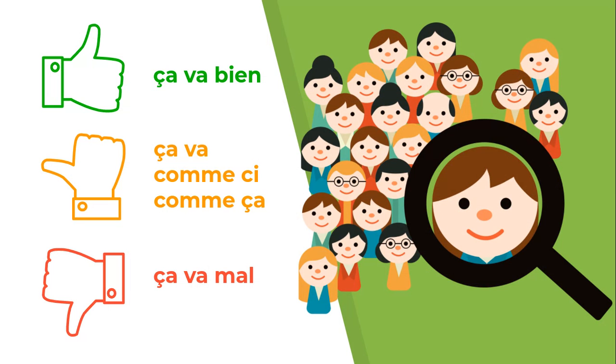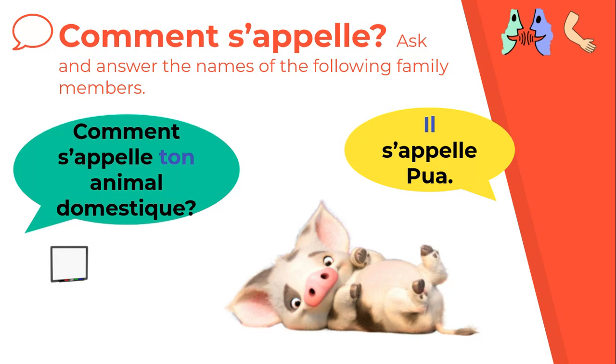Excellent. Ça va bien? Ça va comme ci, comme ça, ou ça va mal? Ça va bien pour la plupart? Très bien. Kiss those brains. Nice job, guys. Let's switch to our elbow partner. So we practiced kind of the long way. This is the short way. You can use il or elle to replace your dad, your mom, your pet, kind of thing, okay? So we're going to ask and answer the names of the following family members.